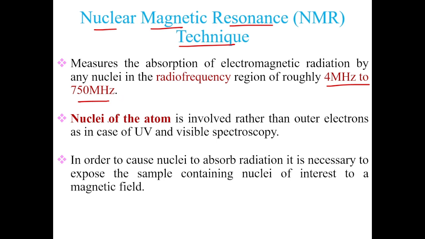And in this technique, the nuclei of the atom is involved rather than the outer electrons, as in the case of UV and visible spectroscopy. So it is the nuclei which is involved, and one of the conditions for this technique is that we have to expose the nuclei to the external magnetic field. So in order to cause nuclei to absorb radiation, it is necessary to expose the sample containing nuclei of interest to a magnetic field. External magnetic field is very much required in this case.